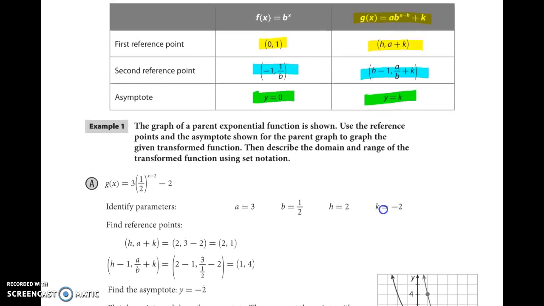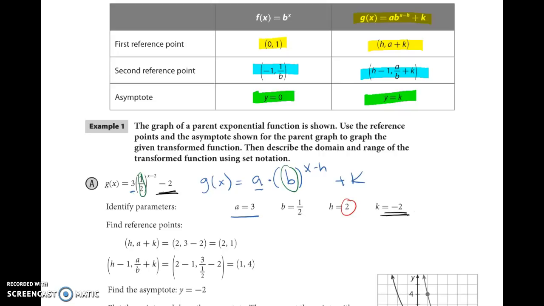So if I compare g of x equals a times b to the x minus h plus k, I get that a is 3. I get b, which is right here, is 1/2. For h, see it's x minus 2, so h itself is positive 2. And then k, remember you keep your sign, so that -2 is my k there.